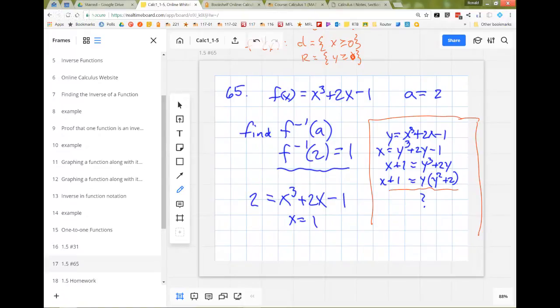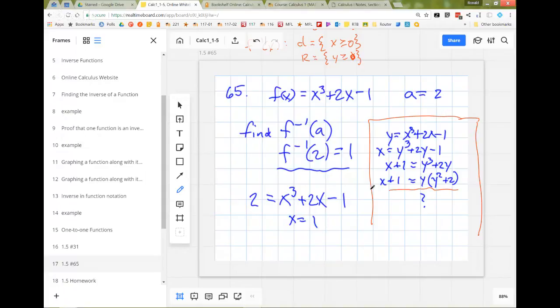So let's abandon that, and let's go back and think of it this way. What's f inverse of a? In other words, when the answer is 2, what value of x would have had to cause this thing to come out to be a 2 in the original function? Well, if 2 equals x cubed plus 2x minus 1, just by looking at it, can you see that it works if x is 1?